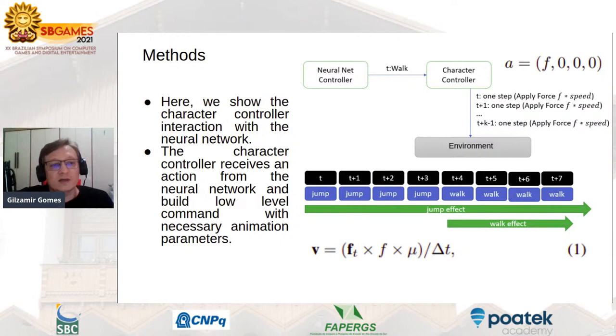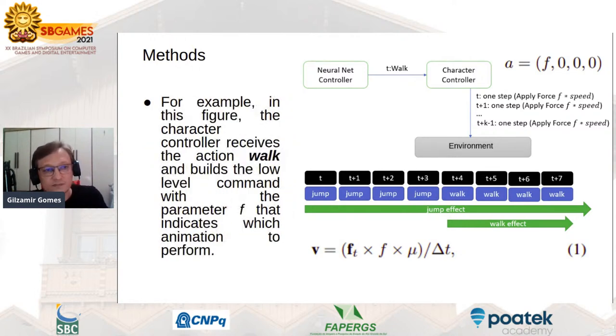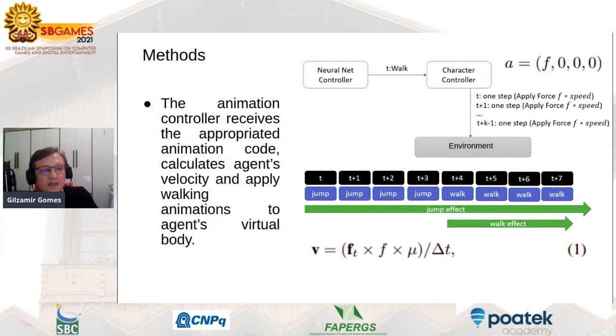Here we show the character controller's interaction with the neural network. The character controller receives an action from the neural network and builds low-level commands with the necessary animation parameters. For example, in this figure, the character controller receives the action move and builds the low-level command with the parameter F that indicates which animation to perform. The animation controller receives the appropriate animation code, calculates the agent's velocity, and applies the walking animation to the agent's virtual body.